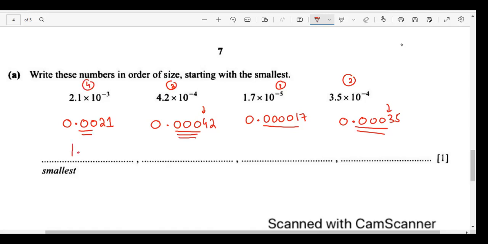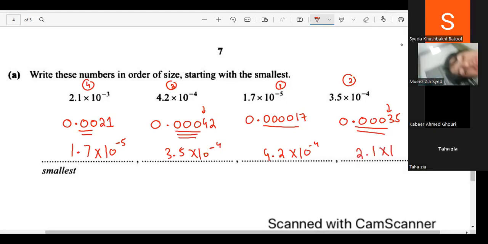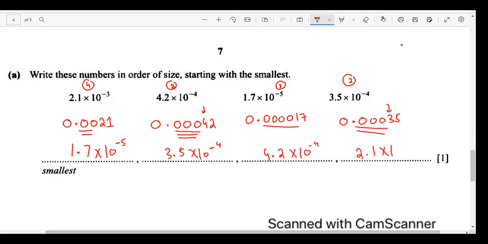So one was 1.7 multiplied by 10 power minus 5. Then 2 is 3.5 multiplied by 10 power minus 4. Then the third one is 4.2 multiplied by 10 power minus 4. And then the last one is 2.1 multiplied by 10 power minus 3.